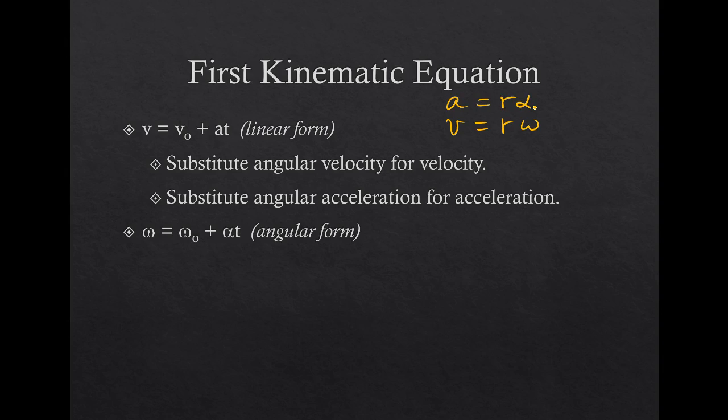If I take those and plug those into the linear form, I'm going to get r omega is equal to r omega naught plus r alpha t. Well, of course, these r's are common, so they're going to cancel out, and we get the angular form. So once you accept that these equations are okay, then we can go from one kinematic equation to another.